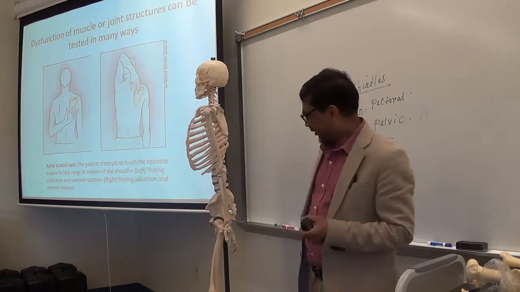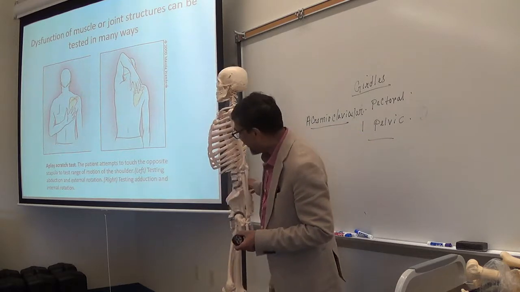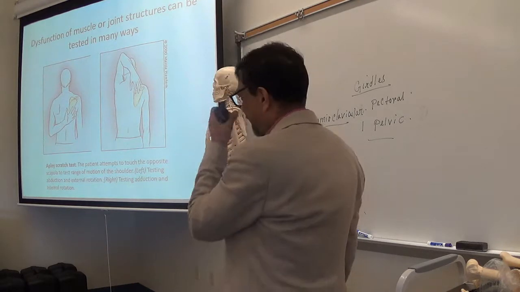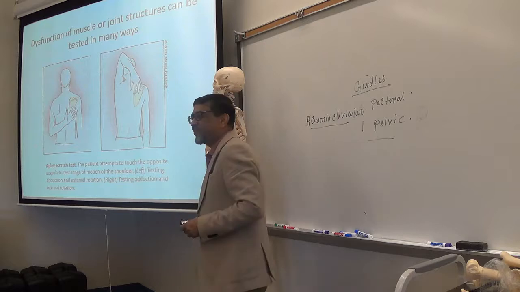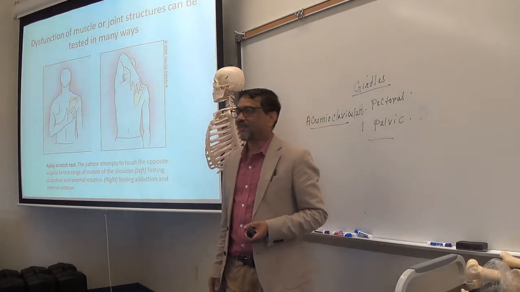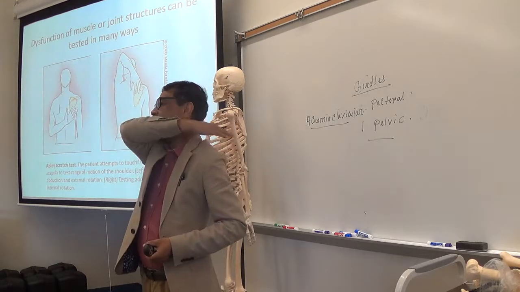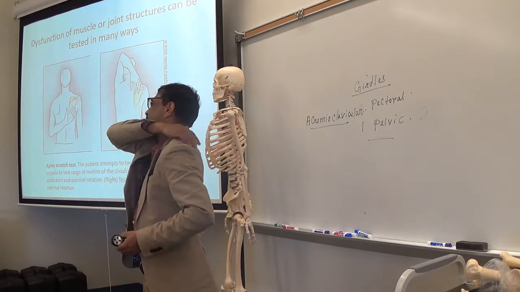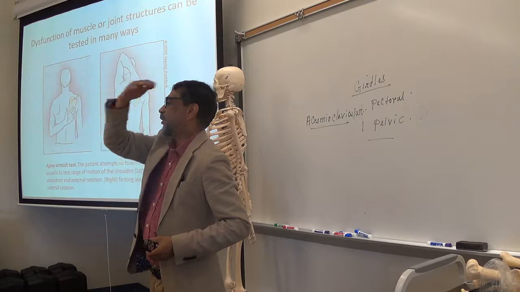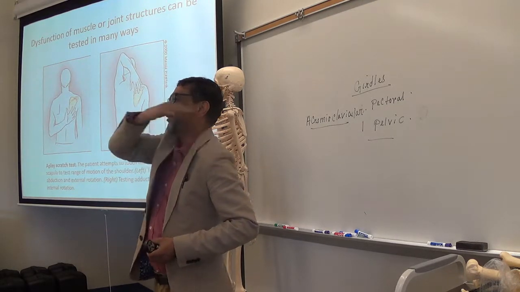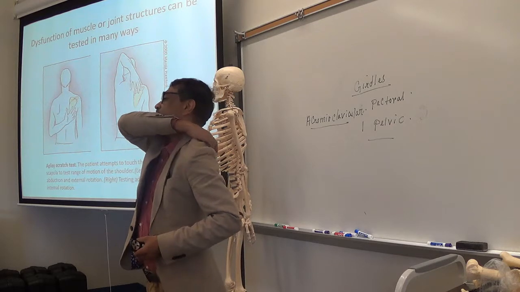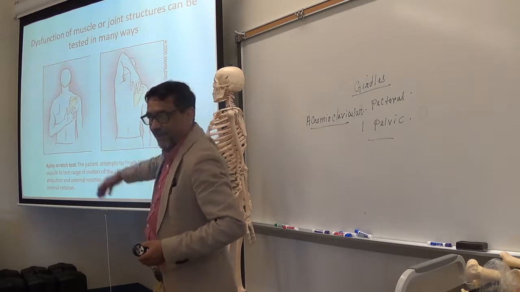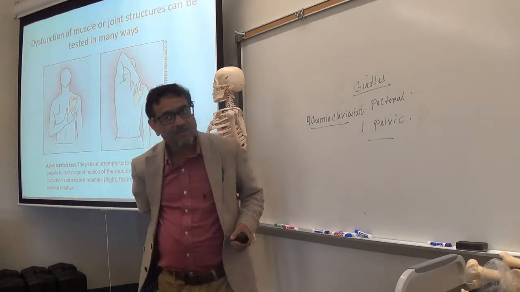There is a test to see if you have any problem in the shoulder joint. This is a simple test called Apley's scratch test. The person is asked to reach the opposite scapula or back of the shoulder on the opposite side. So one through the front like this, you try to reach the back of the scapula and scratch there. Another is through the back, like this. Try to reach the back of the scapula.